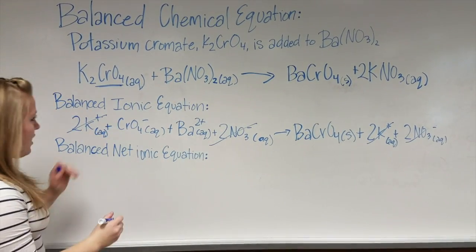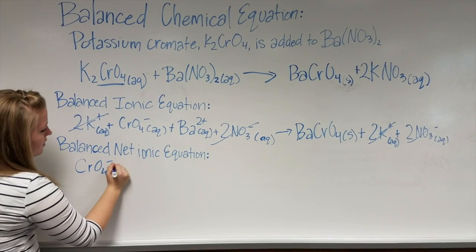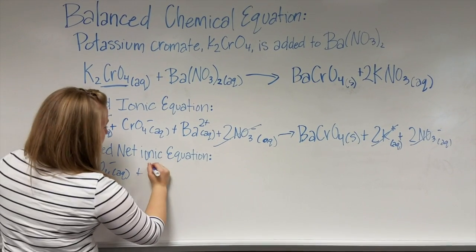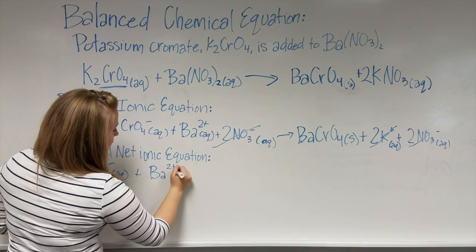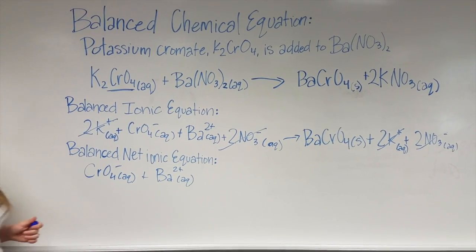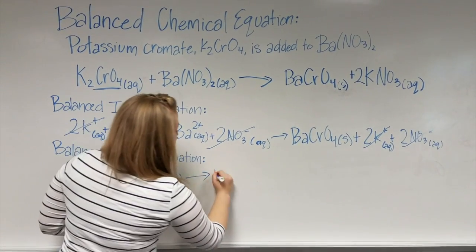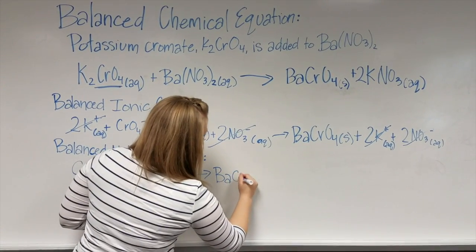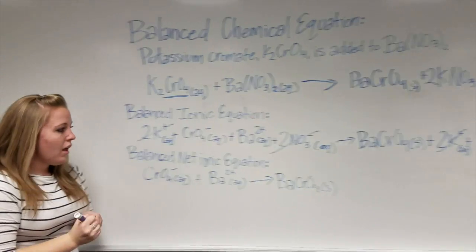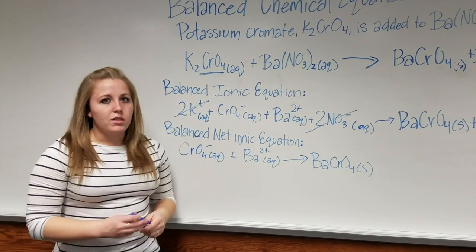which will leave us with our chromate, CrO4 2-, plus our barium, Ba2+, for the things on our reactant side. And on our product side, we just have our solid that formed, barium chromate. And that is how you write a balanced chemical equation with all three steps.